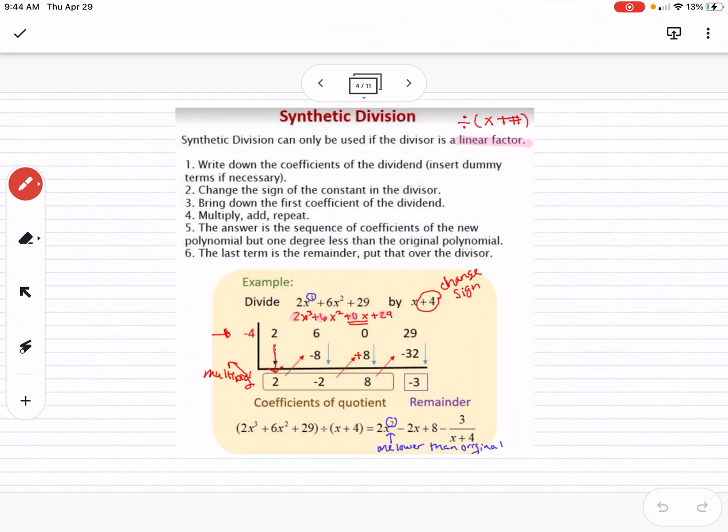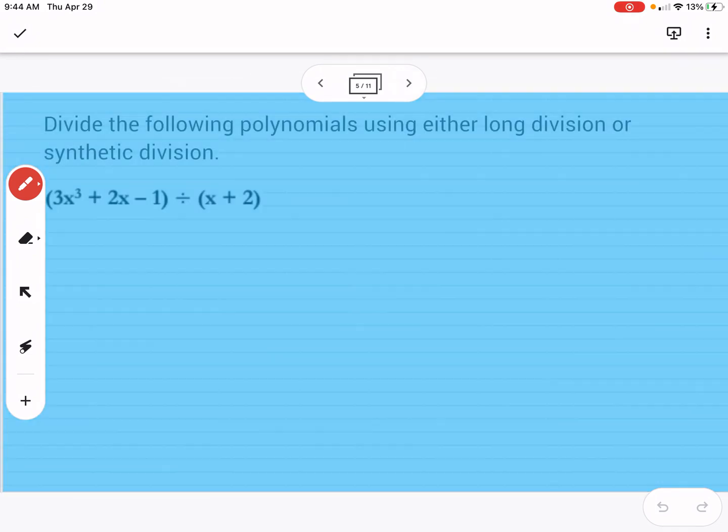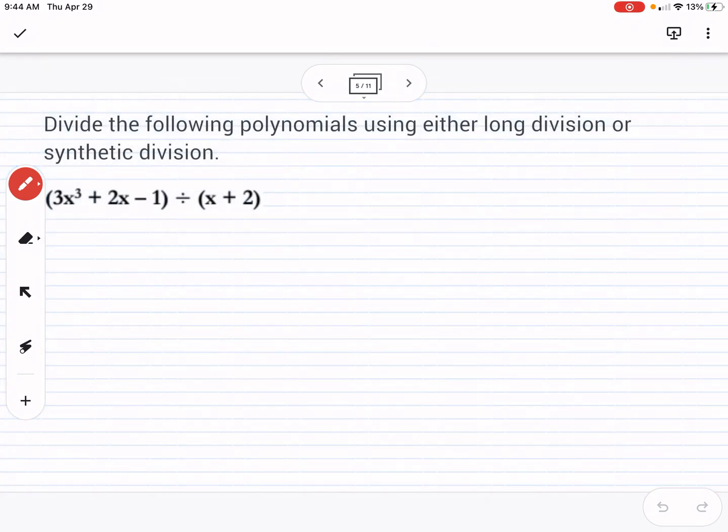Another topic that we covered was dividing polynomials. We learned two methods, long division and synthetic. This slide here just kind of gives a rundown of synthetic. I use this slide in the notes that you can refer to. So on this problem, it says to solve using either long division or synthetic. I'll review both. When you do your test, you choose the method of your choice.